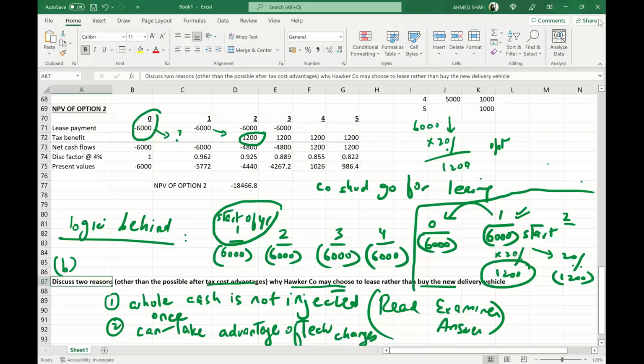You can write these 2 points, and any other points are most welcome.